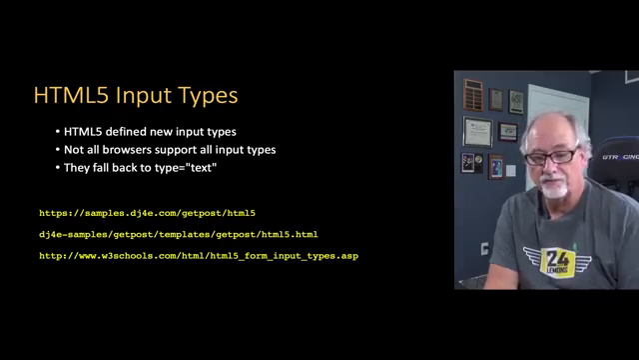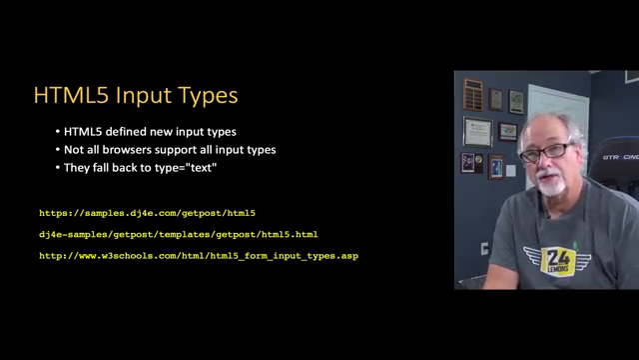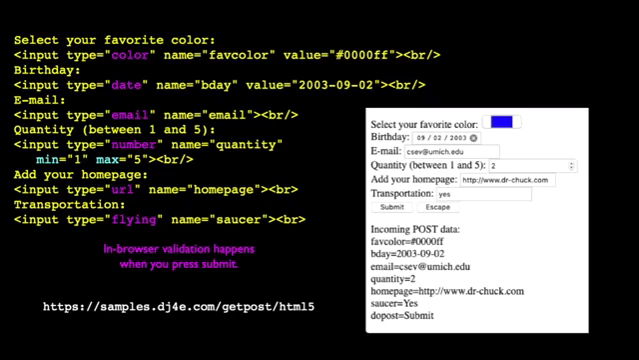HTML5 is a more recent phenomenon, although by now it's pretty well supported in most browsers. It defined a whole new set of input types. And what's nice about this is we were slowly but surely building complex libraries to solve all these problems. But now we can use these input types, and each browser can support them in its own way. And they all fall back to type equals text. And so if you have a really old browser, these don't cause trouble. So here are just some samples.